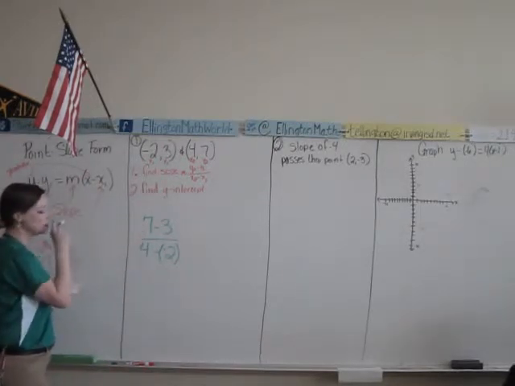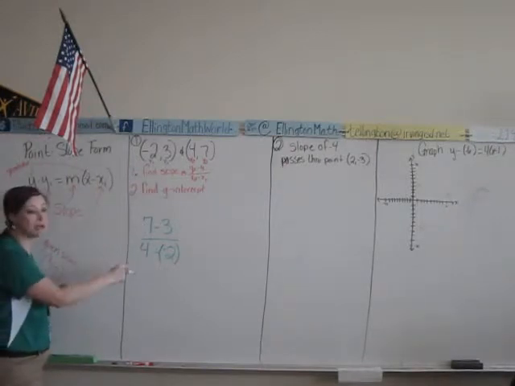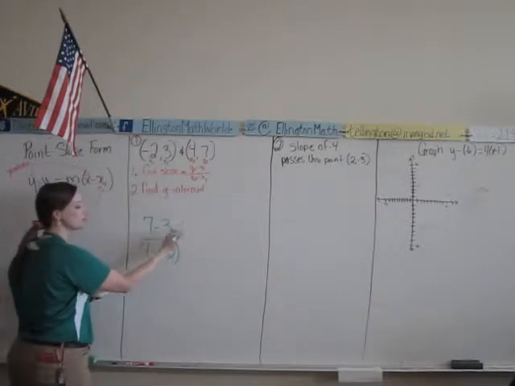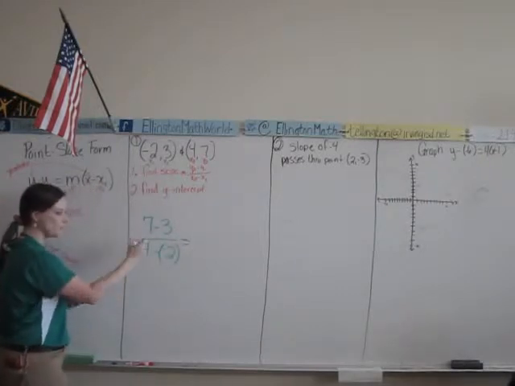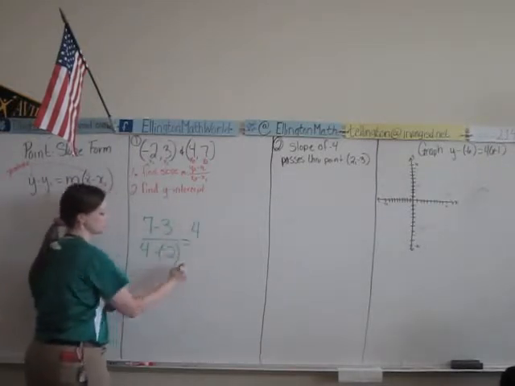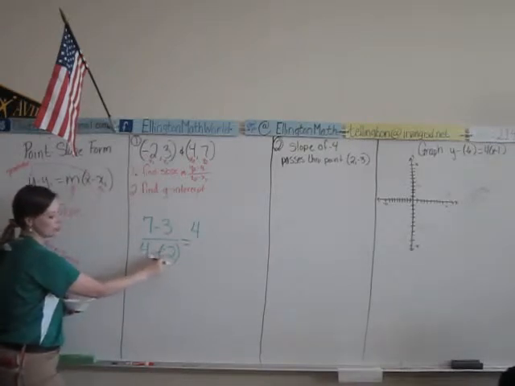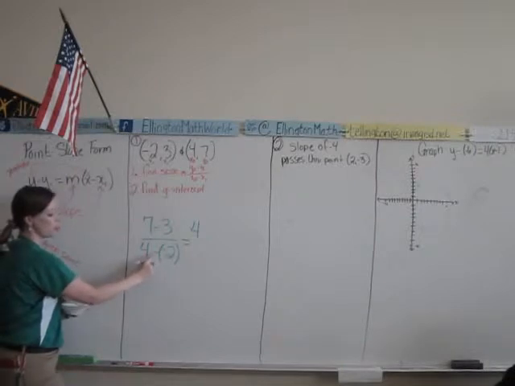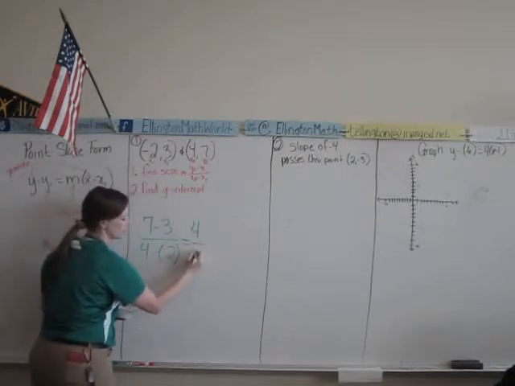Now, this is the point where you want to punch it in your calculator to make sure you get it right. 7 minus 3 is going to give me 4. 4 minus a negative 2. I have a double negative, so I'm going to add. So I end up with 4 plus 2, which is 6.